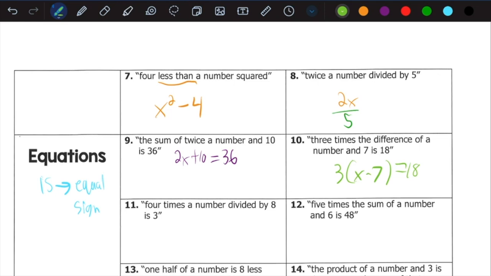Number 11, 4 times a number divided by 8 times 3. Excuse me, try that again. 4 times a number divided by 8 is 3. I said times 3. So 4 times the number, so 4x divided by, so either put it over a fraction or use a division symbol. Once again, either one is fine.